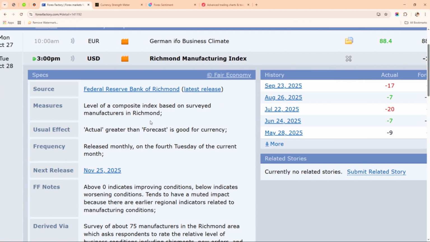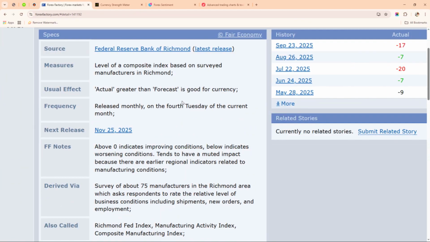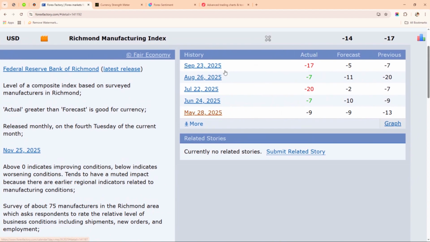So when you come here, you look at the information here, the measures, the effect, and then if you see "actual greater than forecast is for currency," if you scroll down to this other side, you can see that whenever the forecast is greater than the actual, it's always red, and whenever the actual is greater than the forecast, it's always green. As you can see, -11 is greater than -7, and then -17 is less than -5, so that way it's negative here. And then the neutral one is when both come out the same.